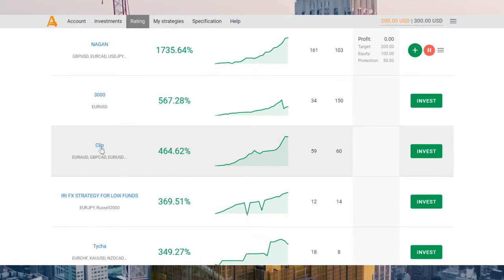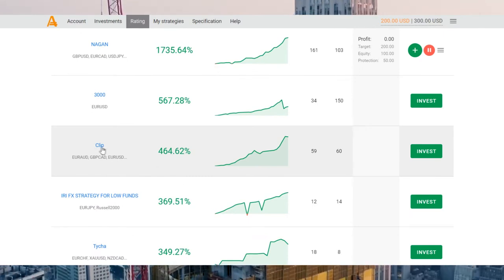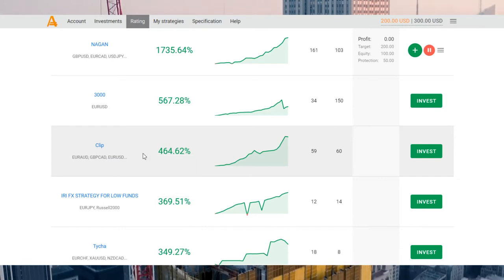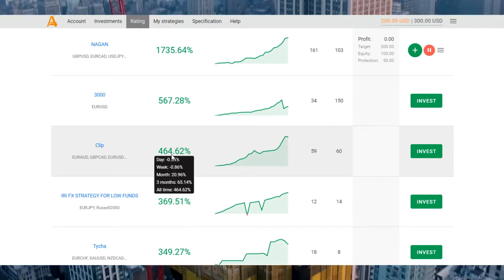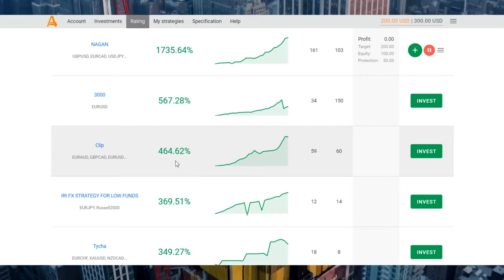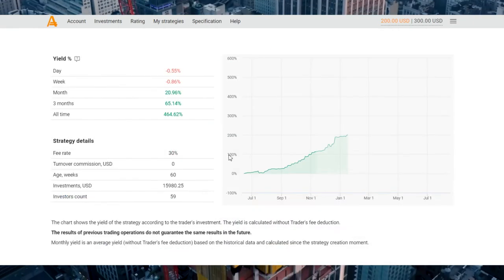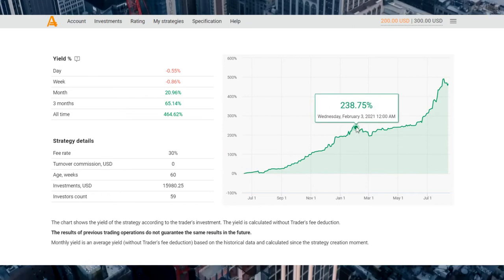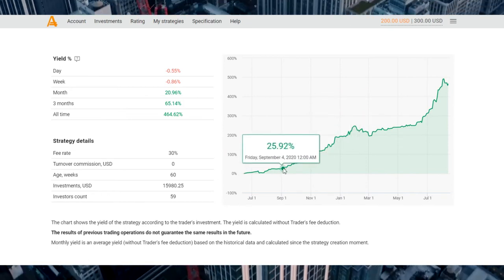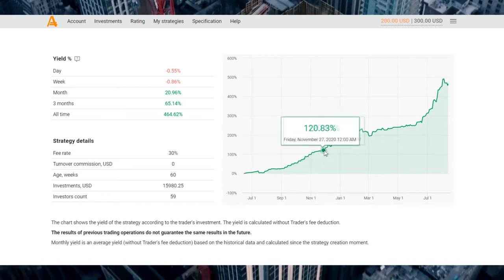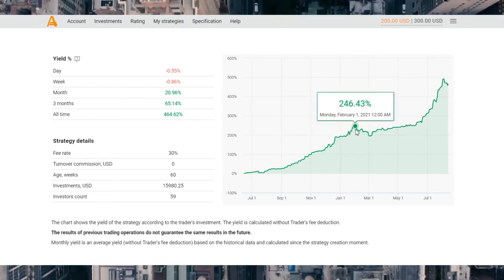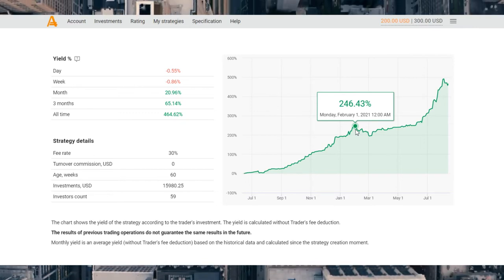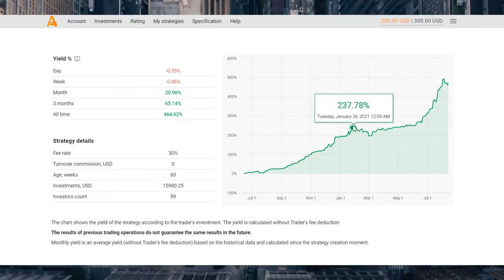Let's look at another strategy, the Clip strategy. Yeah, it's also a big yield, and the total for the week is about 1% of drawdown. Today is about 0.5% of drawdown, so it's okay. Let's look at the strategy. We see smooth growth almost all of 2020, and then since February 1st of 2021 we see a drawdown.